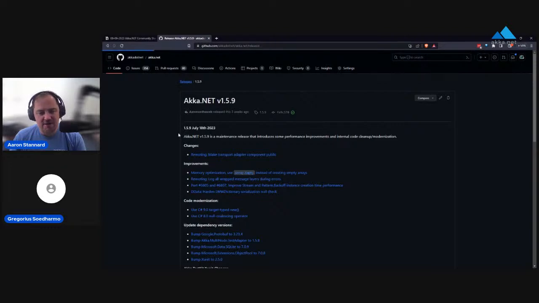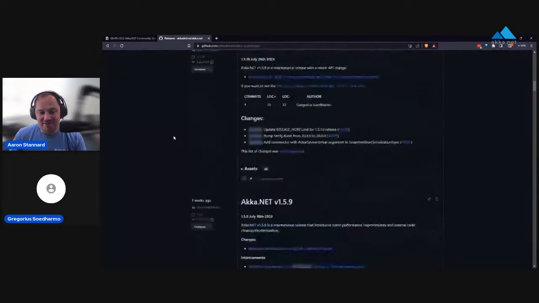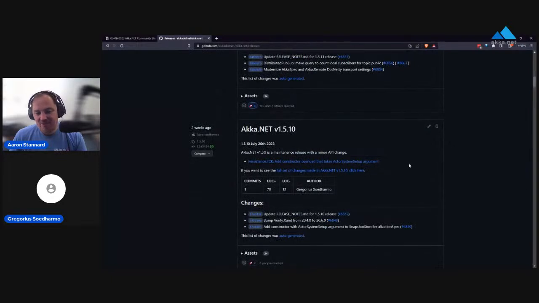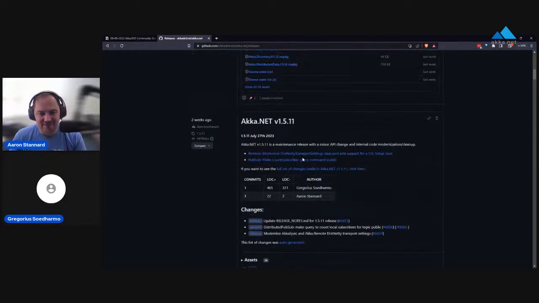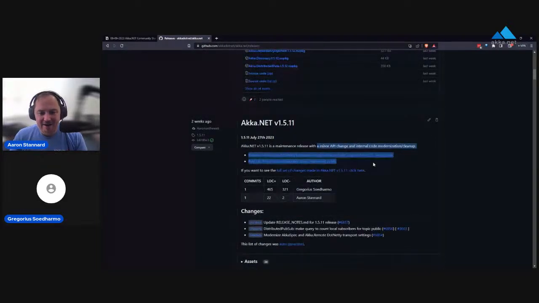And we've actually done another 3 releases since then. Let's see, 1.5.10. This was a change we had to do to fix the Akka.Persistence compliance kit. We did that. Akka.NET 1.5.11: we made some changes to .NET, namely the way the TLS configuration works. This is so we could easily support this in Akka.Hosting, which I think you're talking about next on the agenda, Gregorius. So we did that.